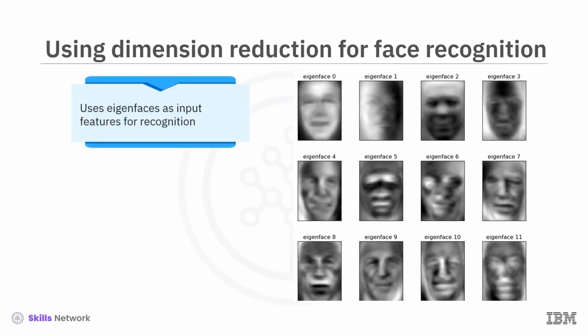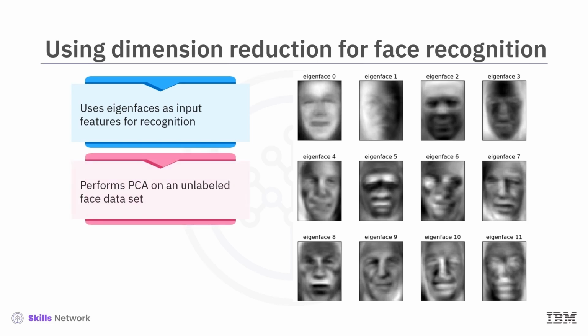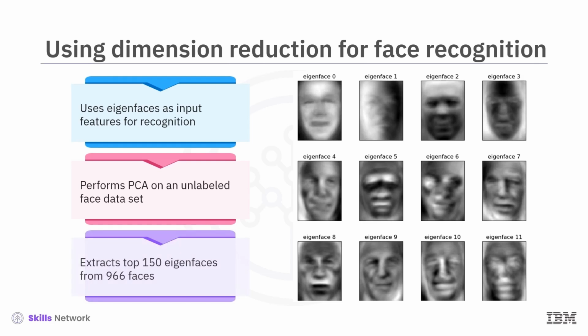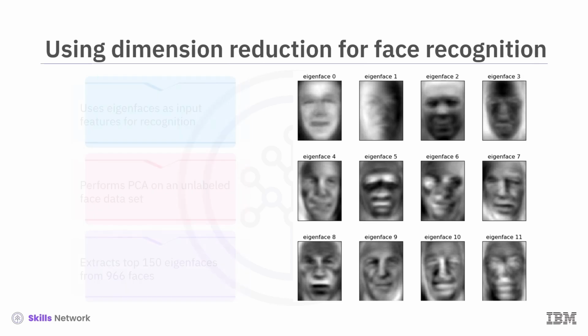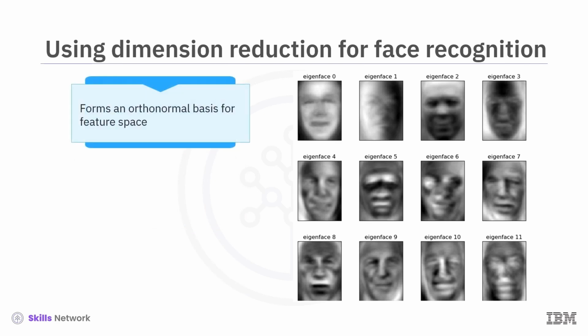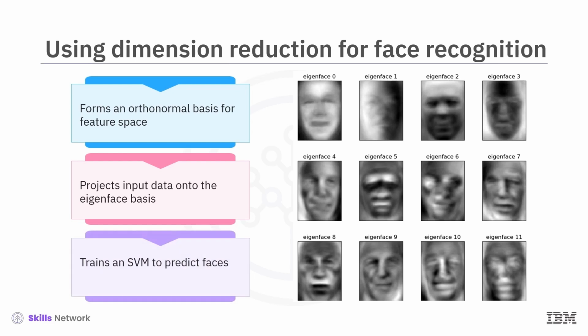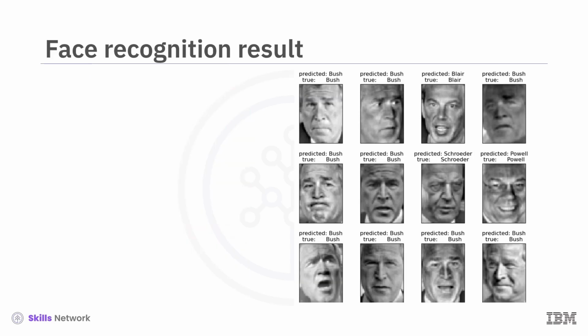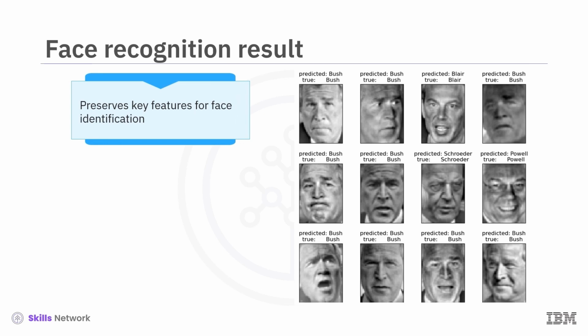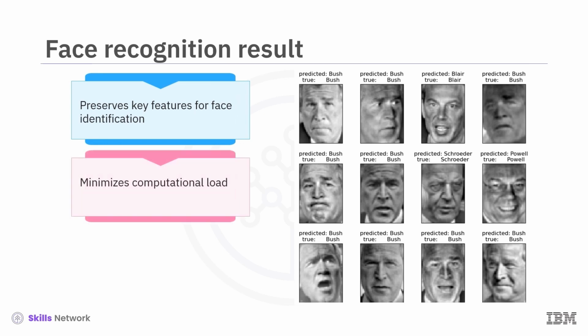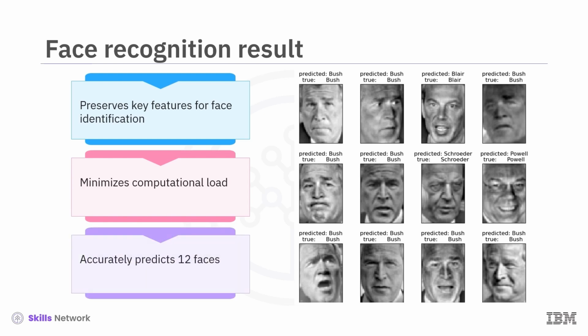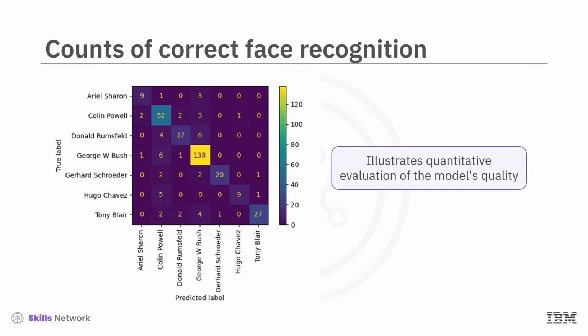This example uses eigenfaces as input features for supervised face recognition. PCA is performed on an unlabeled face dataset, extracting the top 150 eigenfaces from a total of 966 faces. These 150 eigenfaces form an orthonormal basis for the feature space defined by the face dataset. The input data is then projected onto this eigenface basis, and an SVM is trained to predict faces. Dimensionality reduction techniques preserve the key features for identifying faces while minimizing computational load. The facial recognition task accurately predicts 12 faces, as illustrated in this image. This chart illustrates the quantitative evaluation of the model's quality on the dataset.